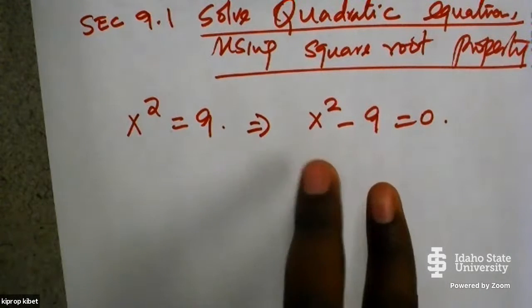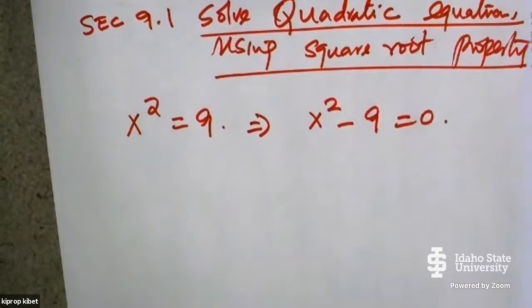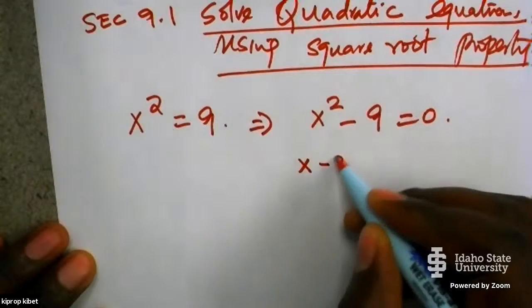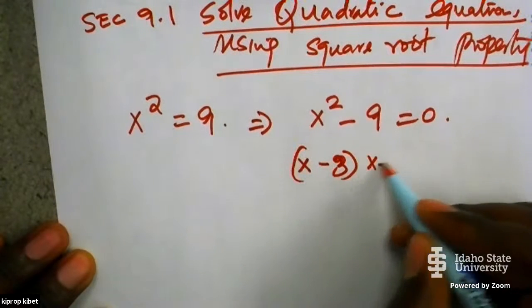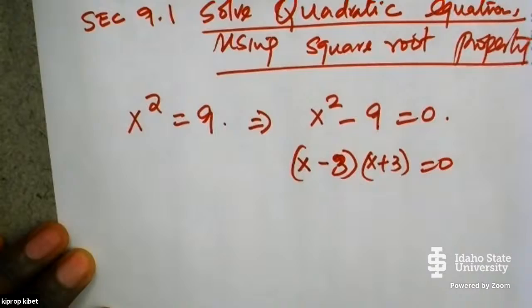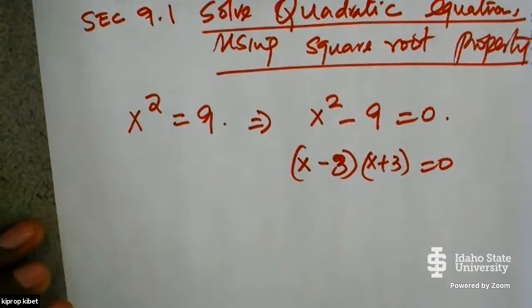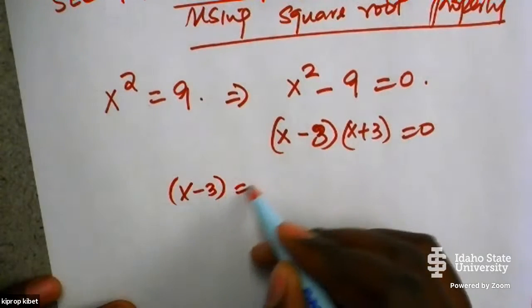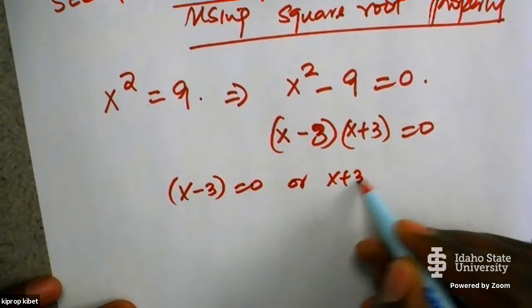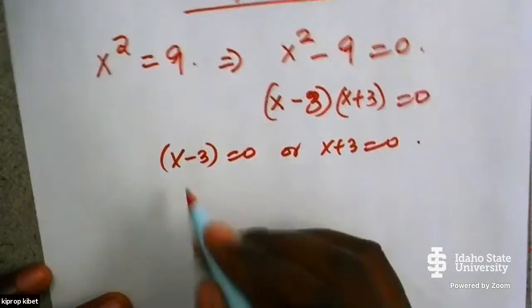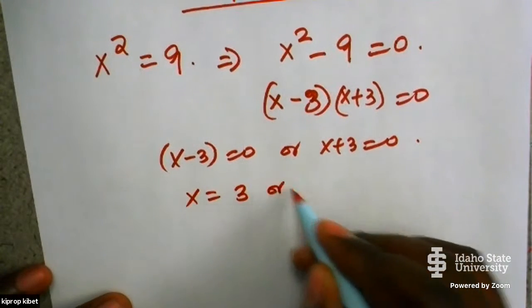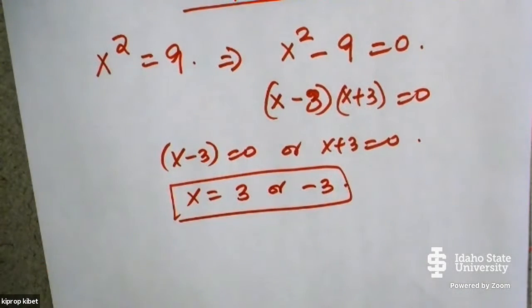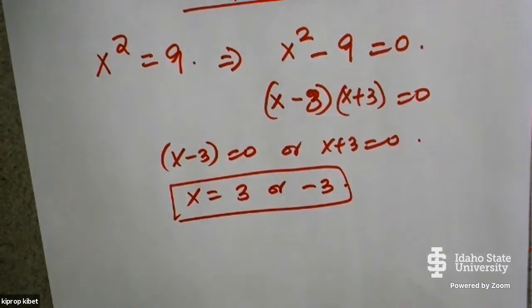And this one is a difference of two squares. So this is similar to (x minus 3)(x plus 3), which equals 0. Now, using the zero product property, x minus 3 equals 0, or x plus 3 equals 0. So that means x equals 3 or minus 3. X equals 3 or minus 3.